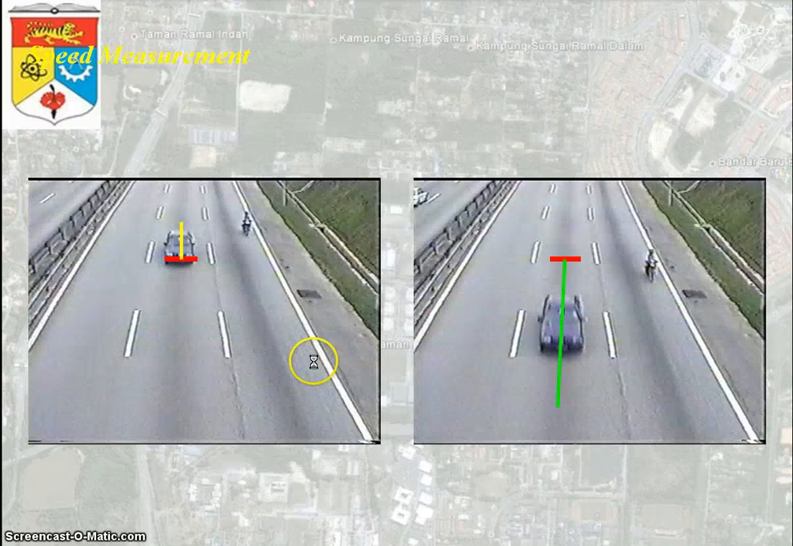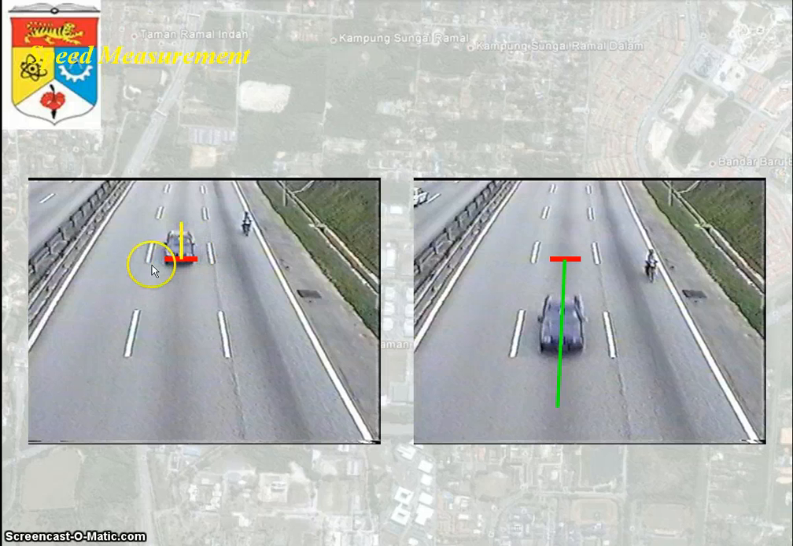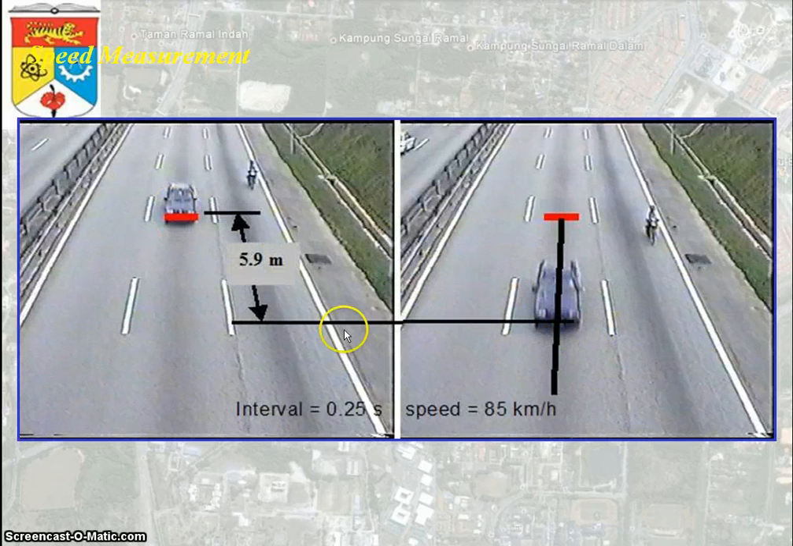In the same way, if you want to measure speed, we detect the front edge in one frame, and a few frames later we detect it again. So in this case, it moved about 5.9 meters at an interval of 0.25 seconds. So we can calculate the speed is 85 kilometers per hour.